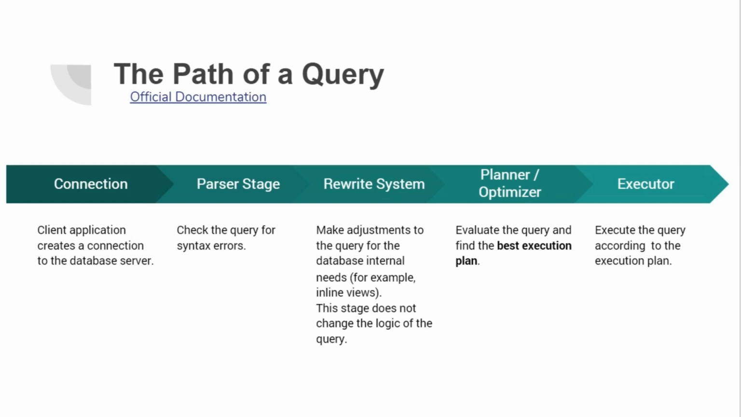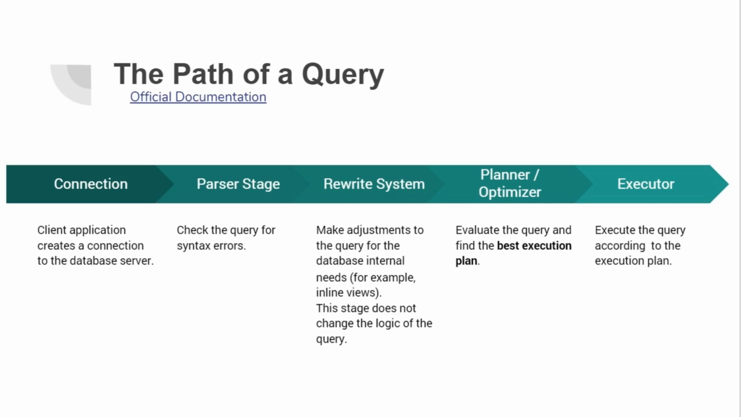So let's take a look at the path a query takes when it hits the database. So first you have a connection, which is the connection between your client application and the database server. Next, the database receives the query and goes through a parsing stage. In this stage, it's mostly about checking the syntax. So if you have a syntax error, if you use like select before select, this is where the query is going to fail.